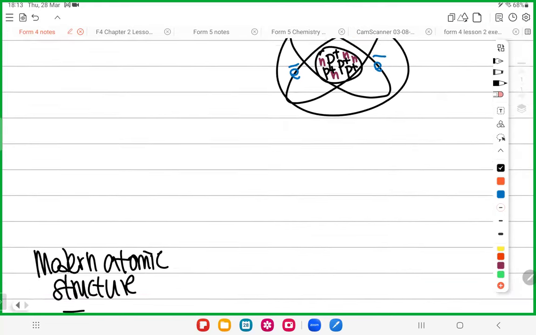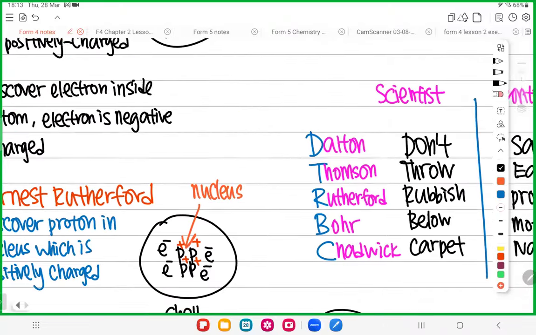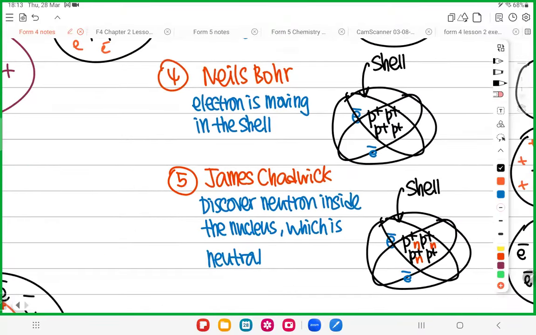Okay, some students can memorize this whole thing easily, yes, but a lot of students couldn't. A lot of students couldn't memorize. They say, sir, I know there are a few scientists, and I know they say something, but I cannot remember the name of the scientist. I cannot remember what they say.